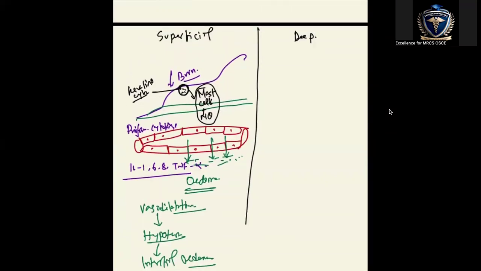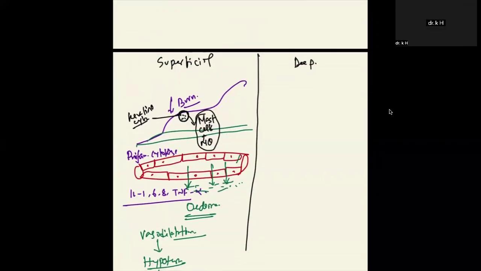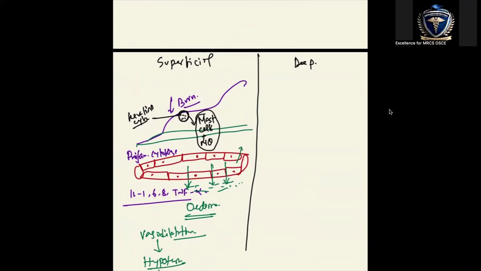Now to the another portion. As the fluid seeps out into this portion, that will produce some blisters here, and sometimes the blister ruptures.